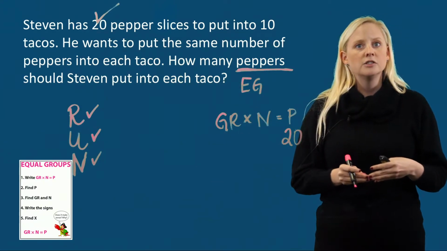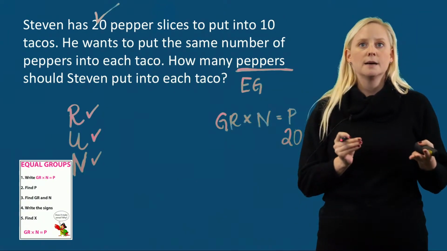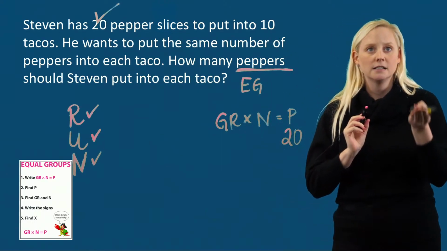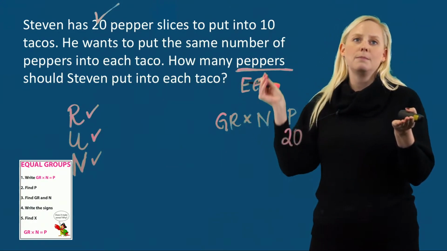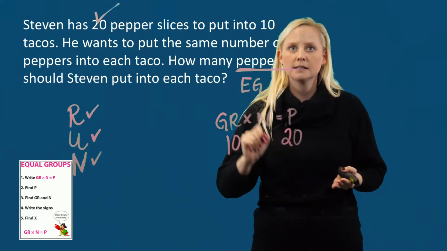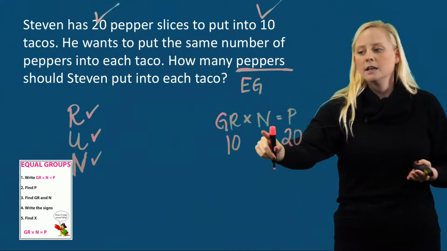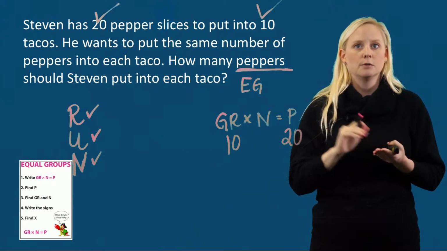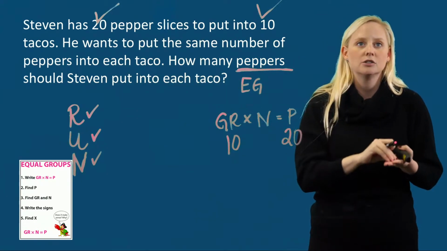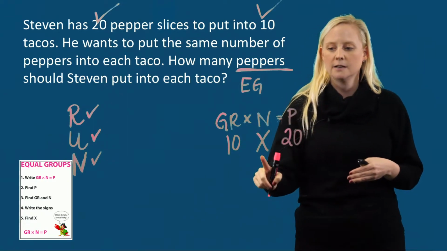Now, step 3 is find GR and N. GR is the number of groups, and N is the number in each group. I know that I have 10 groups because I have 10 tacos. What I don't know is how many peppers to put in each group. So 10 is my groups because I have 10 tacos. I'm going to check that number off. And N is the number of peppers in each group. It says how many peppers should he put into each taco or into each group. I don't know that information, so I'm going to put an X under the N.